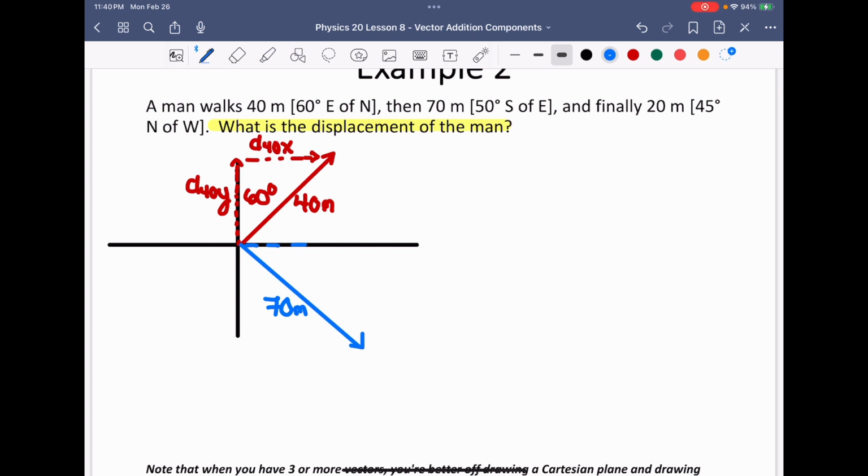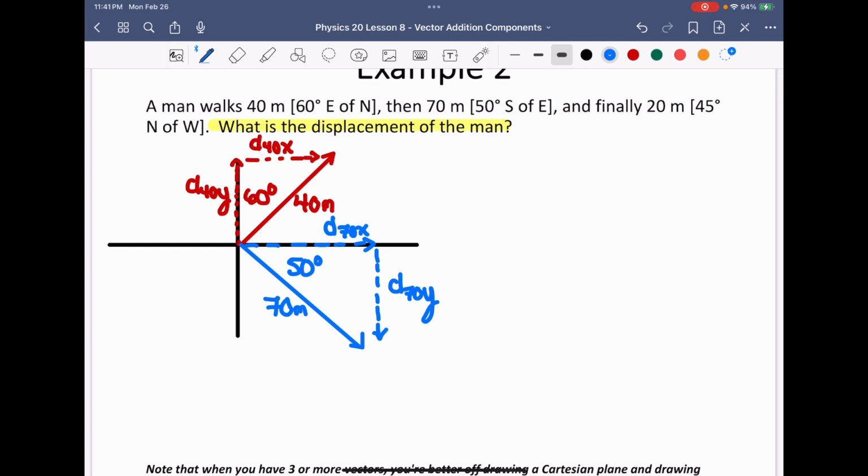Now, I'm going to enclose it with the following. I know that I have to go some amount east to get to this, some amount south, and so using proper labeling, I'm going to make this 50 degrees on the interior here. I'm going to call this D70x, and I'm going to call this D70y, meaning the displacement in the y direction for the 70 meter.